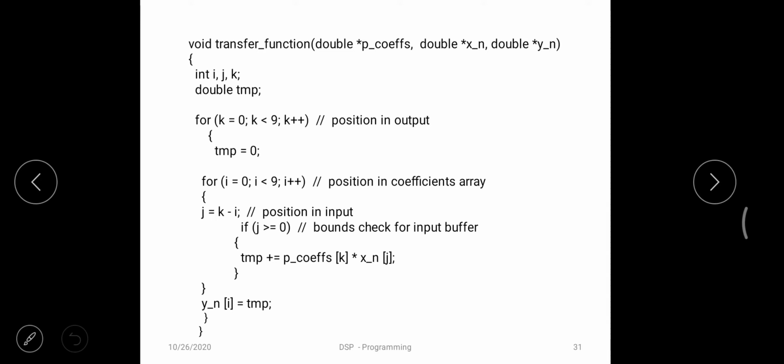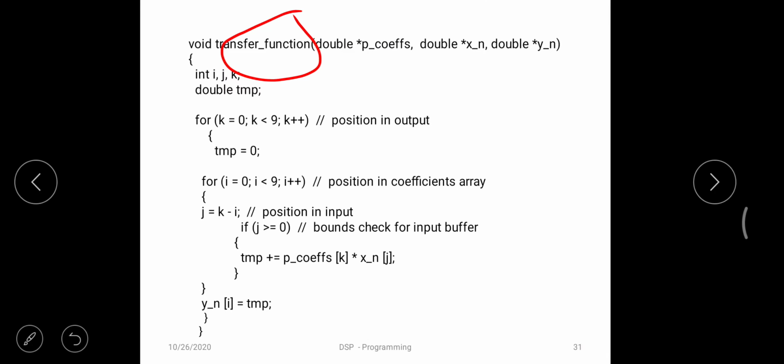So let me explain how to write the program for realization of your FIR filter. Here I defined a function called transfer function, void transfer function. Here I am passing three different variables. One is called the coefficient, the other one is the input x of n, and the third one is the output y of n. Only if I know the inputs and coefficients can I generate y of n, because y of n is equal to x of n convolution h of n.